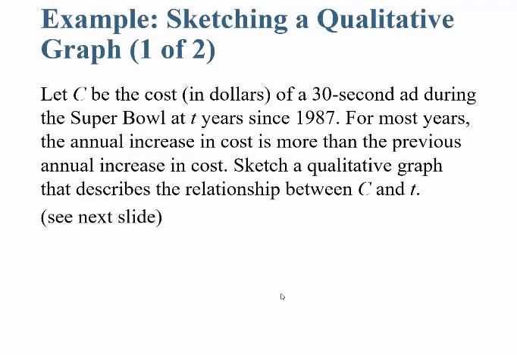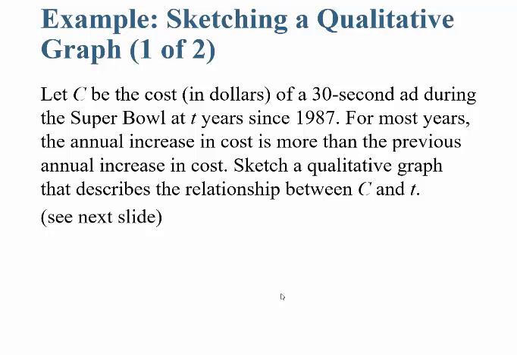All right, let's do some examples of sketching a qualitative graph. Let C be the cost in dollars of a 30-second ad during the Super Bowl at T years since 1987. Just think about how big the Super Bowl has gotten and probably what's gone on with the cost of buying these ads, right?